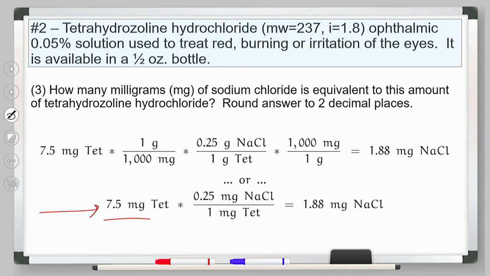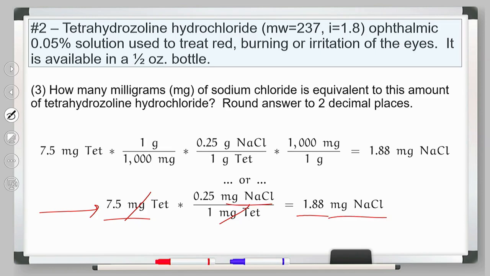This is the most important thing I can emphasize at this point. An E value, the number goes with sodium chloride, and it's per, in this case, milligram of drug. So I know it's 0.25 milligrams of sodium chloride per milligram of tetrahydrolysine. So if I multiply that way, milligrams of tetrahydrolysine cancel, and 7.5 times 0.25 gives me 1.88, clearly milligrams of sodium chloride.